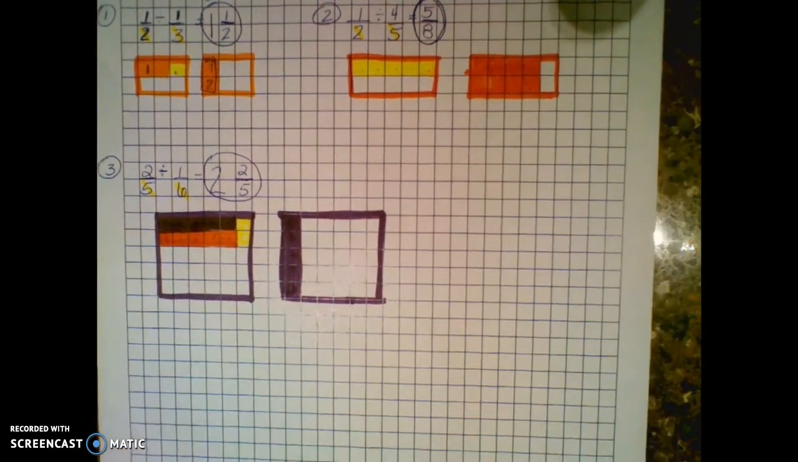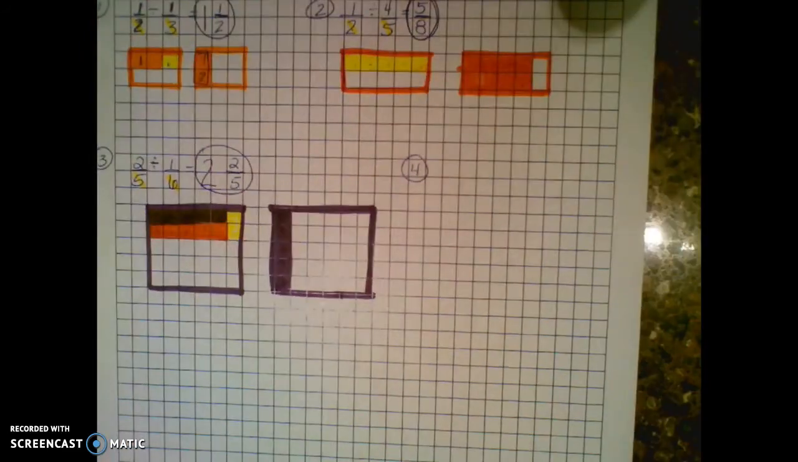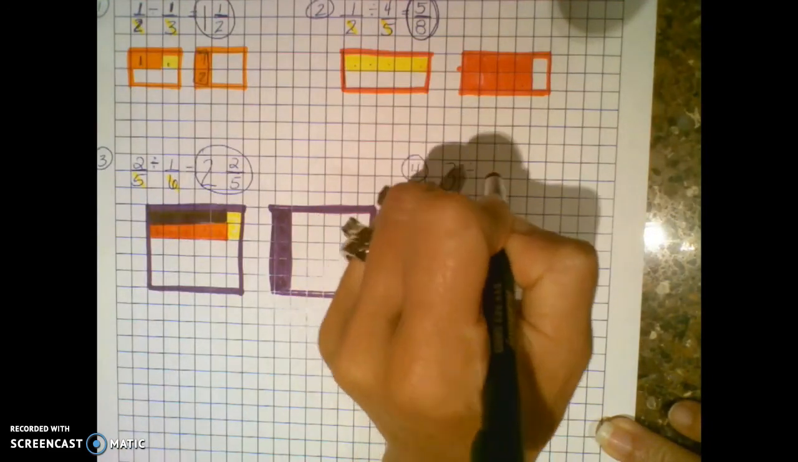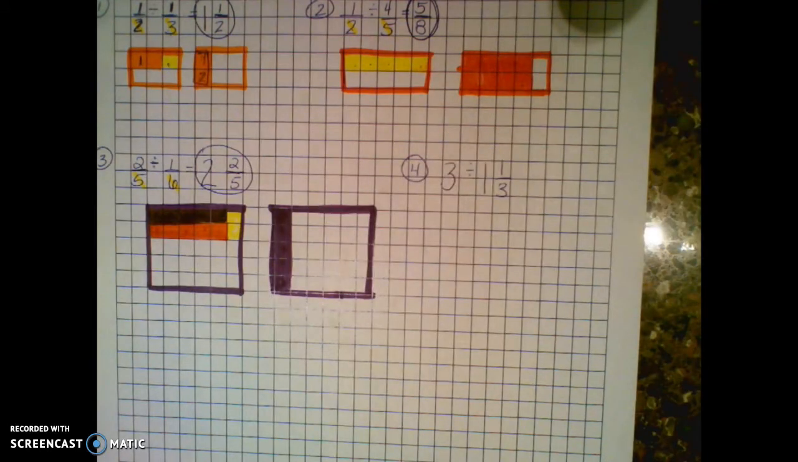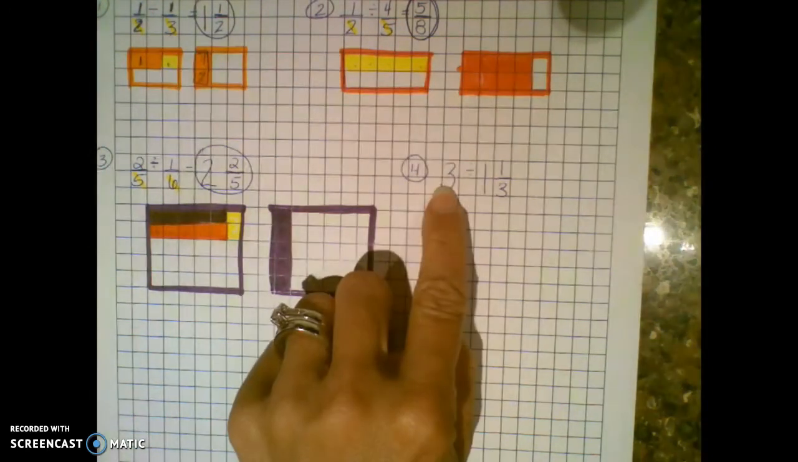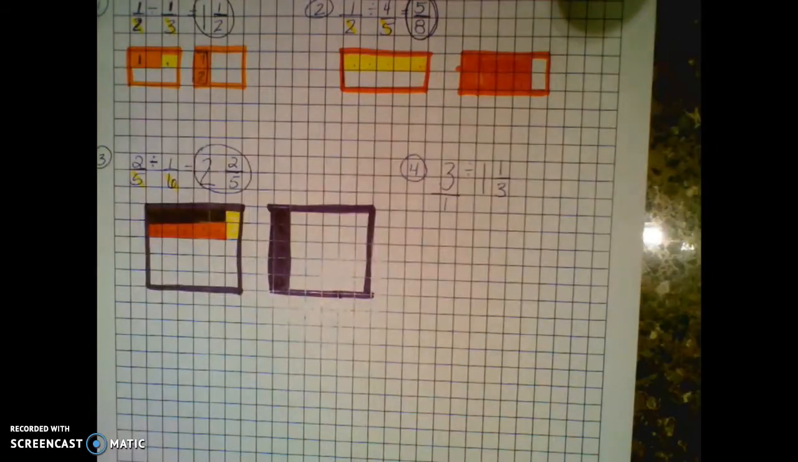All right. Let's look at number 4. Now 4 is going to look a little different, doesn't it? So for number 4, we have 3 and we're going to divide it by 1 1/3. So what are we going to do here? Don't fear. We're doing the same exact thing as always. We first need to know our denominators. Well, what's our denominator for 3? Well, the denominator is going to be 1.